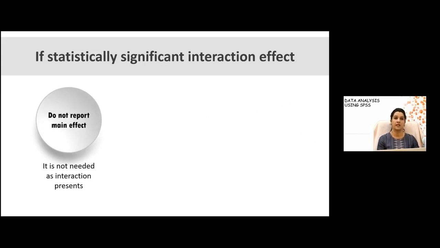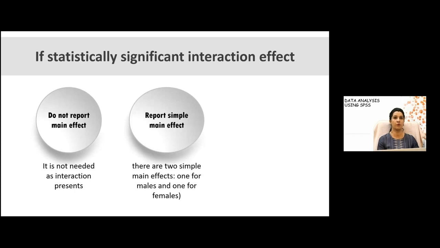So how to determine this interaction is, we have to see the statistically significant interaction effect from the tests of between subject effects table, where that interaction term is there. If there is a significant interaction effect, then we do not report main effect. Means if the interaction is there, then we present the table of that interaction and we don't report the main effect; rather we report the simple main effect.